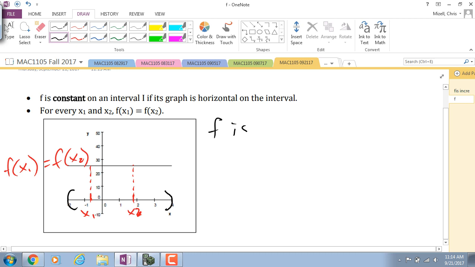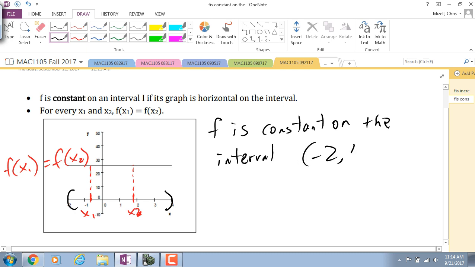So for this one, I'm going to say f is constant on the interval from -2 to +4. We want to say, where is it happening? It's this portion of the domain. This portion of the x-axis is where this is happening.